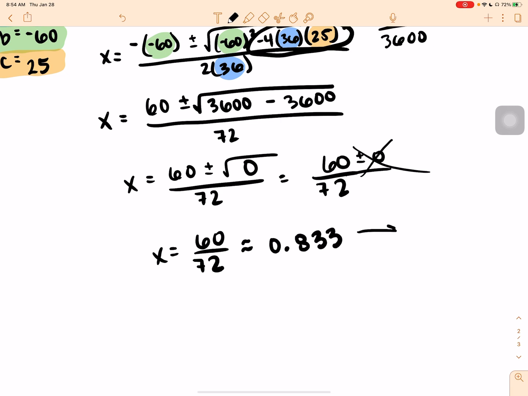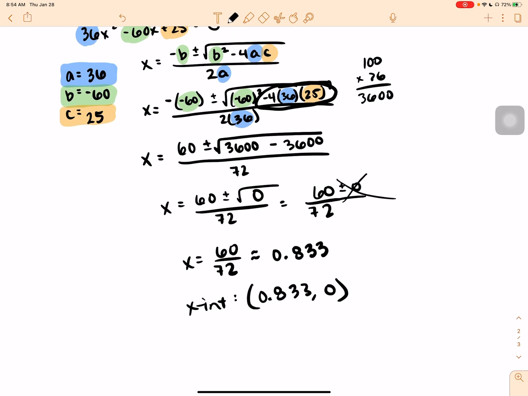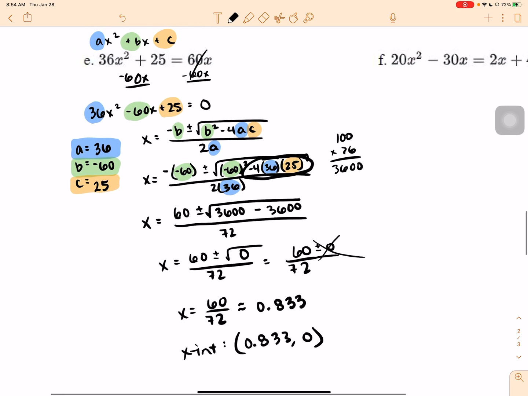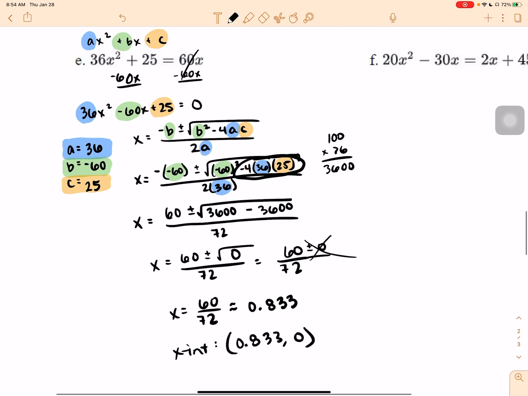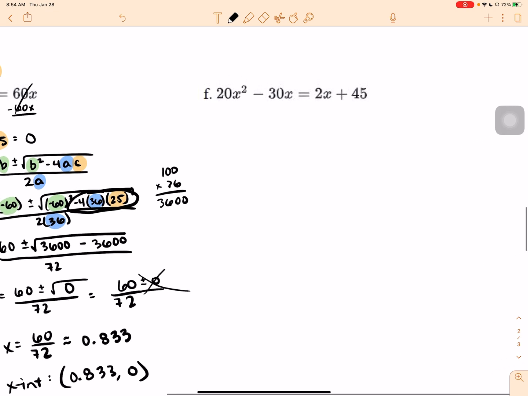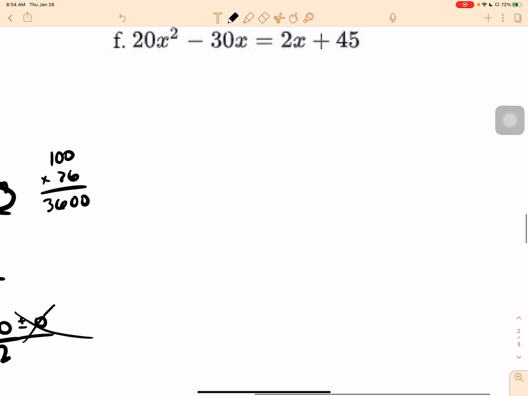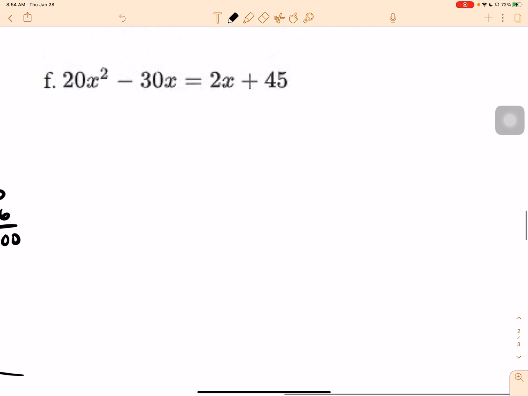And then this 3 would go on forever, but on a graph, we're not going to say it's repeating, because it's not really possible to graph a repeating decimal. But this is your x-intercept. Okay, that's approximately our x-intercept there. So this was the quadratic formula. Just a lot of simplifying and whatnot. Okay, let's see this one here. This one looks kind of messy too. So it might be another quadratic formula one.